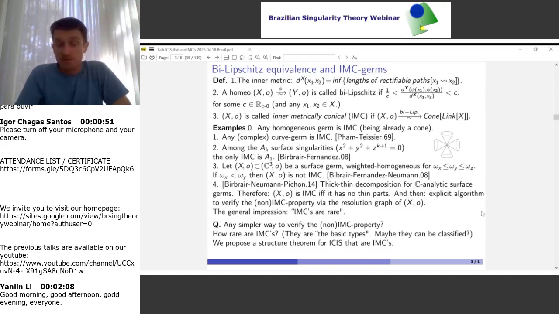And so roughly speaking, our results are, we propose a structure theorem for isolated complete intersections which are inner metrically conical. And in particular, we see that indeed the IMCs are very rare on one hand, but on the other hand, there are lots of them. There are lots of IMCs, and in some sense, they cannot be classified.